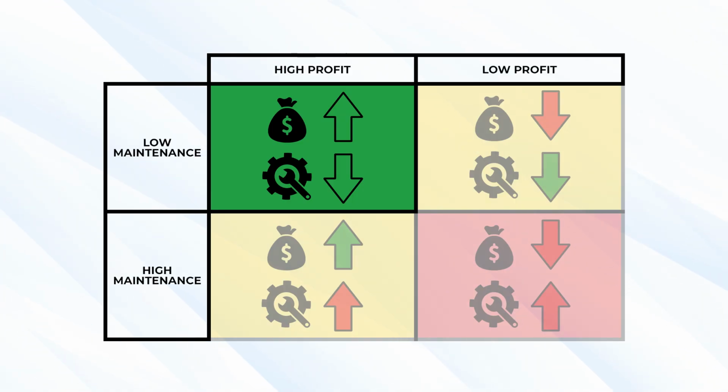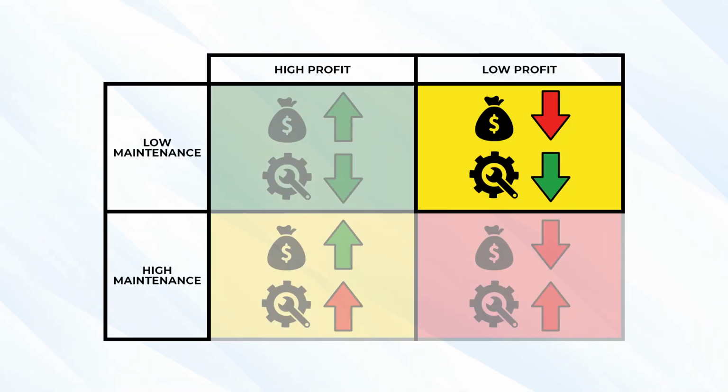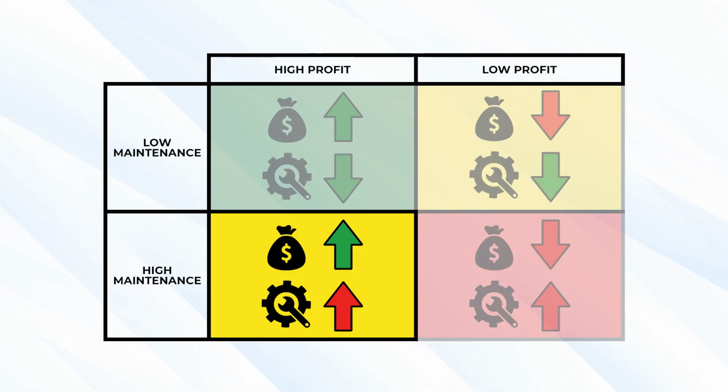These are customers that are high profit, but low maintenance. You want as many of these customers as possible. These are the ones that are jet fuel for the growth for your business. At the top right quadrant, you have low profit, but low maintenance. These are kind of your comfort clients, the ones that are easy to work with, but they don't really make you any money.